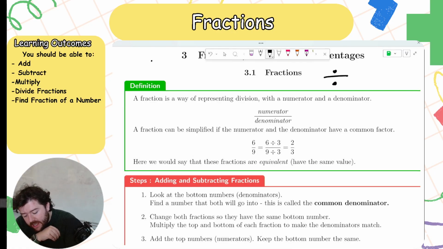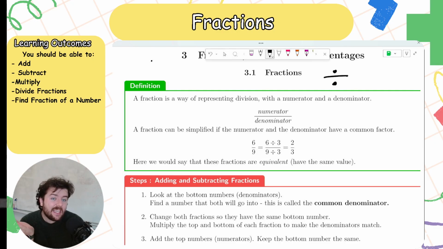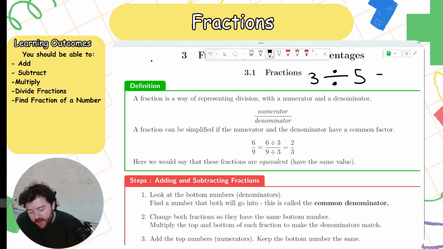This is a fraction, with the numerator on top. So if you did 3 divided by 5, that's the same as 3 over 5.